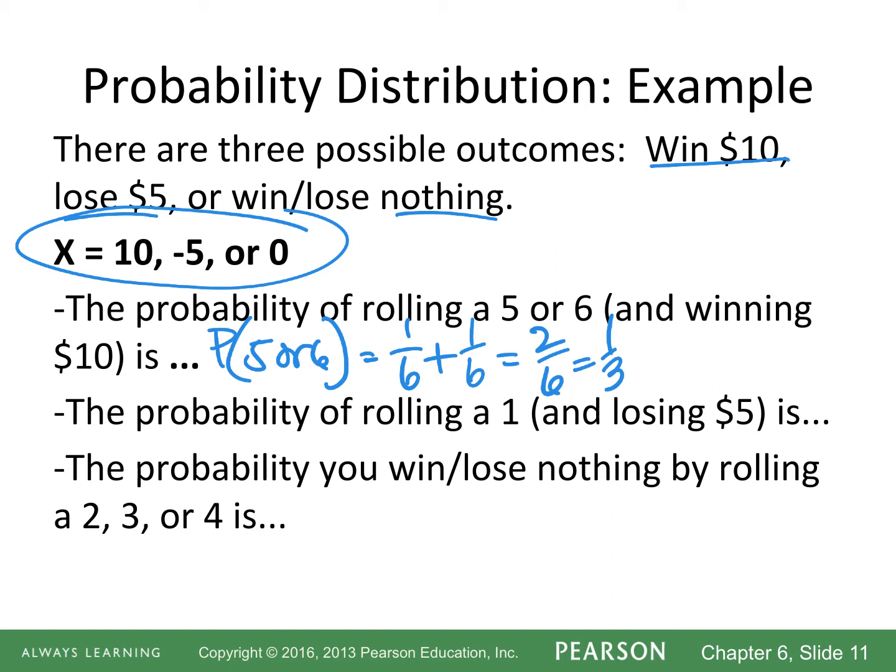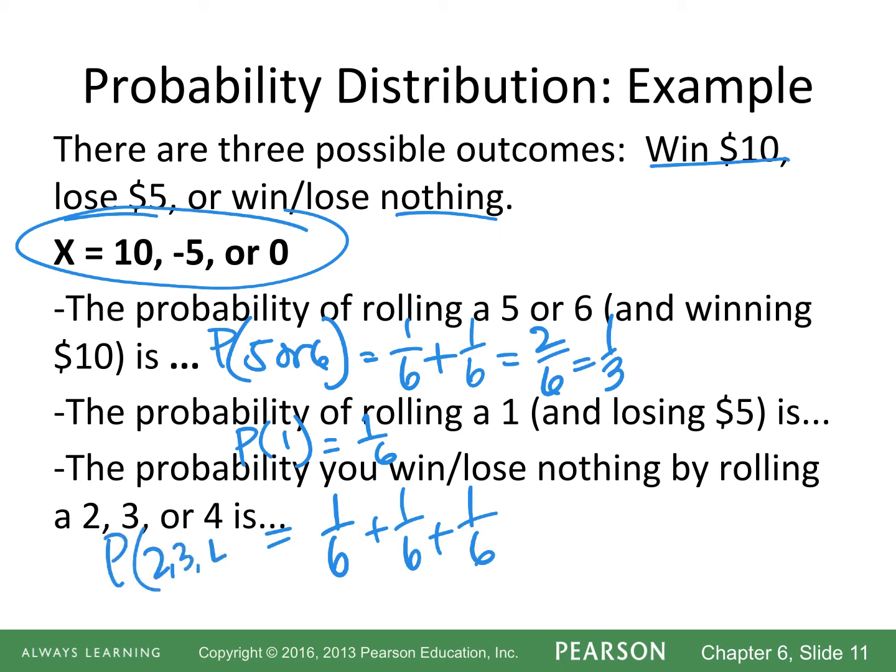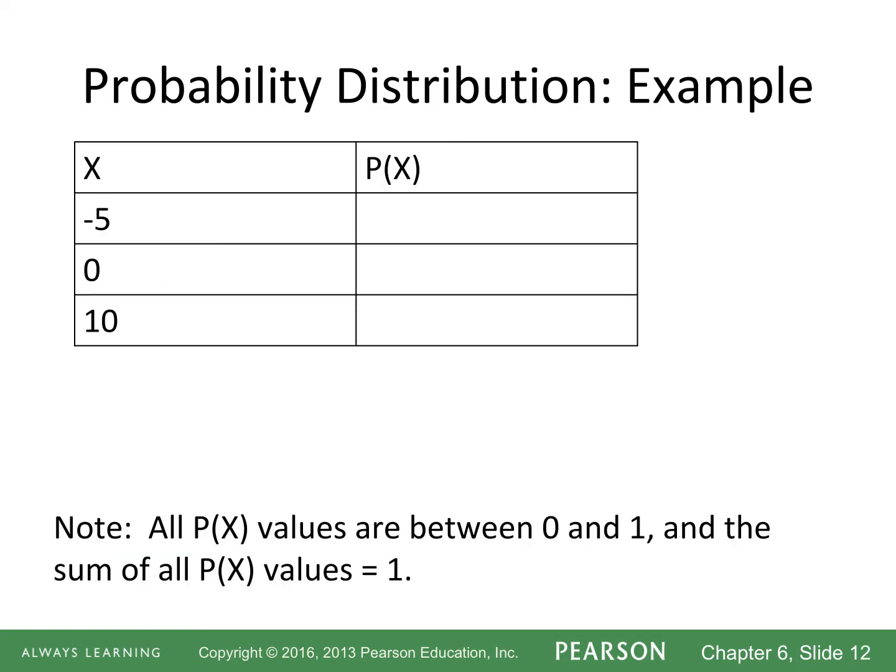The second outcome is the probability of rolling a 1. This is when you lose $5. So what's the probability of rolling a 1? 1 out of 6. And then the last outcome is the probability that you win or lose nothing. So this is all the other numbers, which is a 2, a 3, or a 4. Which would give you 1/2. So we're going to list all those outcomes in this table.